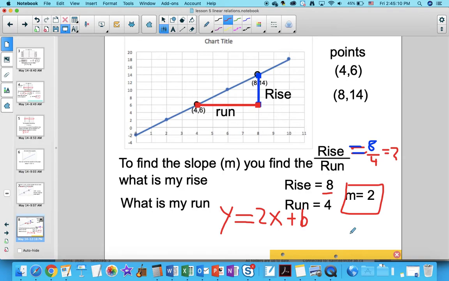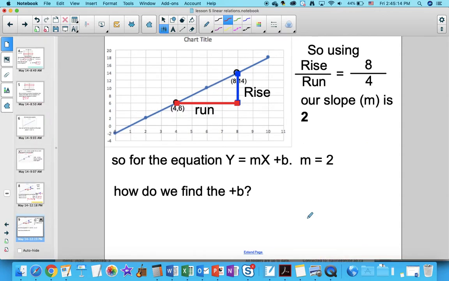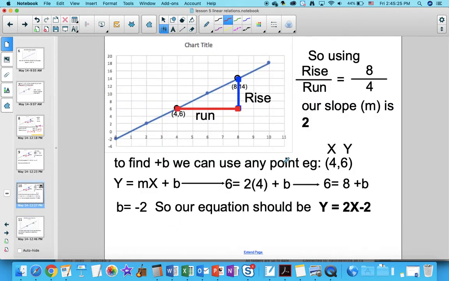Okay. Well, now I have my slope. How do I find b? I know our slope is 2, so our equation should be y equals 2x plus b. What's b? So using rise over run, we find our slope, and then we can use any point. You can pick one of the same points you already used to find your slope. It doesn't matter. In this case, I used the first point again, 4 and 6, my x value, my y value.